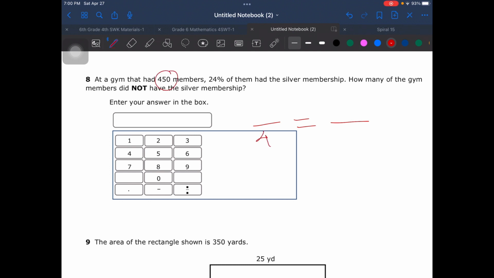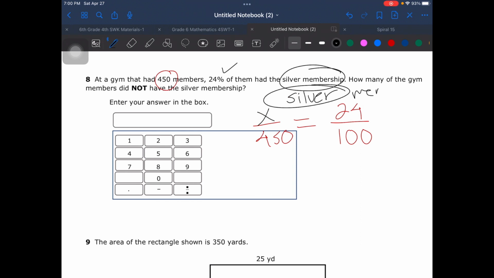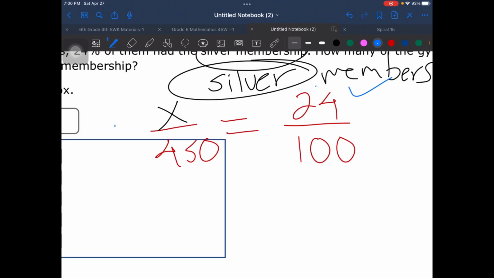450, that's the total. 24, 100, easy. So 24% of them had the silver membership. So here, we're gonna find how many silver members there are out of the 450. Now, when we find that, we're going to use it to know how many don't have a silver membership. But first, we have to find out how many do.